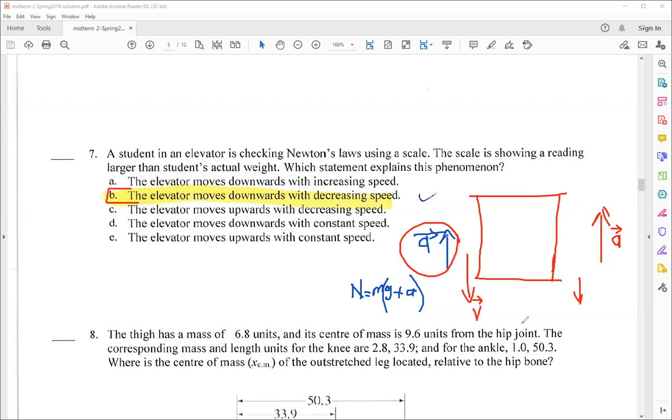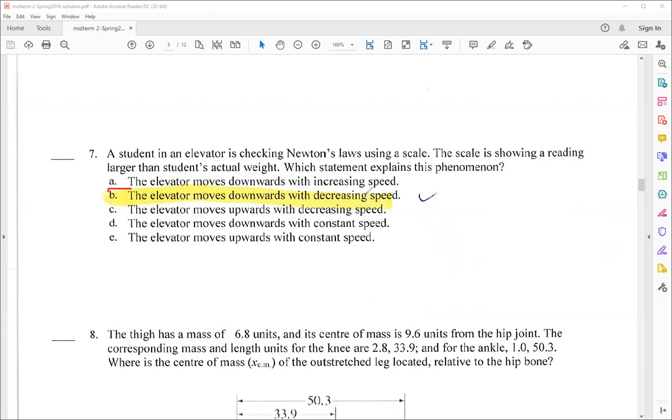So if speed is constant, you won't feel any difference, zero acceleration. So the weight will be the same as the normal weight. And the last option is the elevator moves upward with constant speed, same idea. So if the speed is constant, no change in weight.